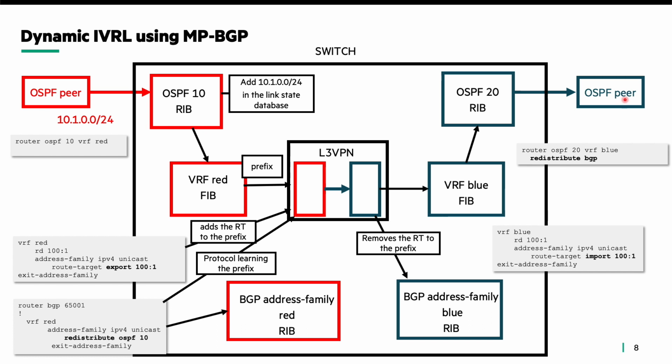So this is how we set it up previously. This leaking process is purely local, so it's based on these L3 VPN tables. But then you can also advertise these leaked routes to any other peer using routing protocols.